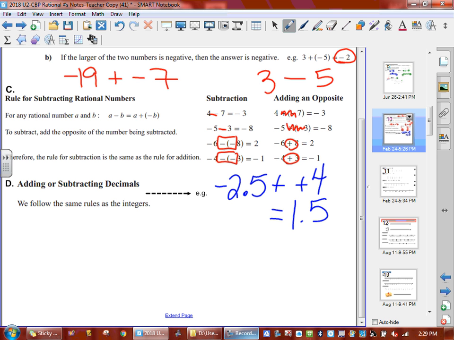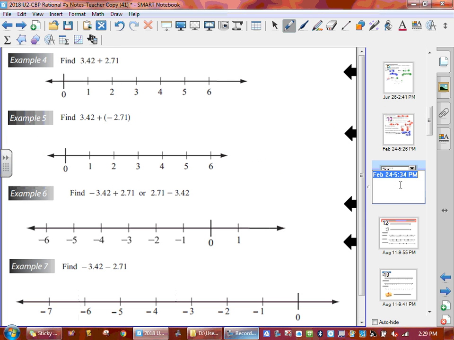All right, we'll do more examples. Here we go. Let's take a look at these ones. You have the answers to these already, but I'm just going to show you what they're talking about. The way this one looks is this: you would find 3.42. So I would estimate 3.42.